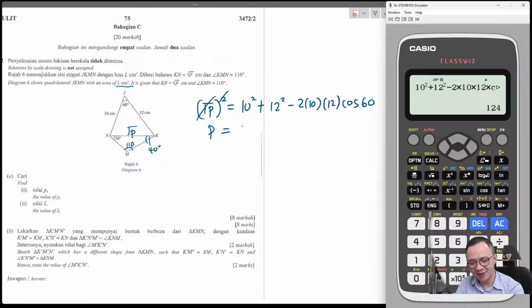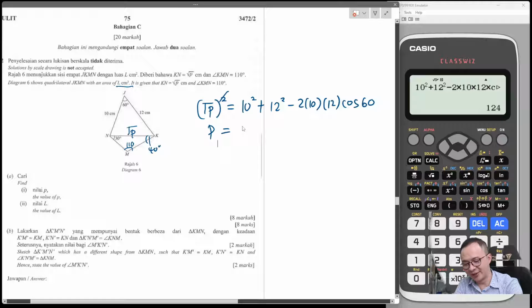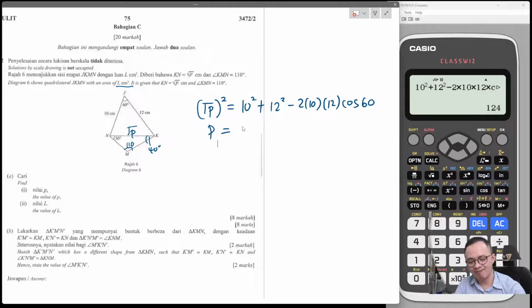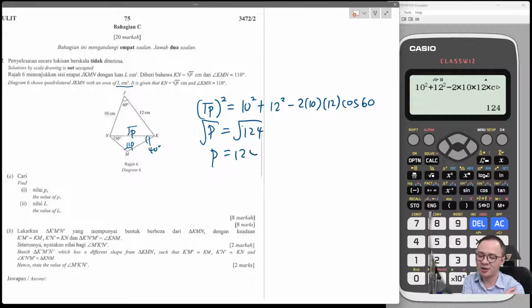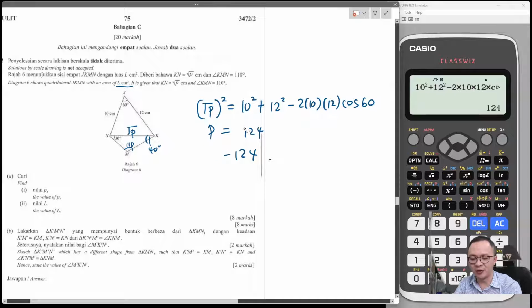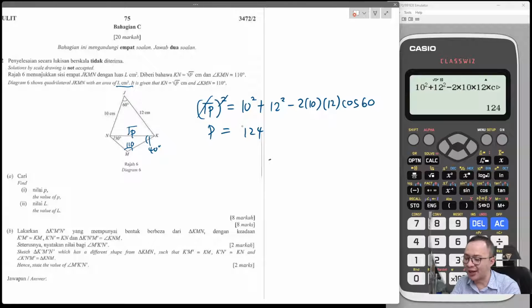So 124. Okay, no, I don't want to cancel it. They asked for P, square root P. If I square root this one, I believe I get the same thing. P is still 124. So I think I can cut at the very beginning, just 124. Because P is not the length. Square root P is the length. So I can just cut, they get 124.